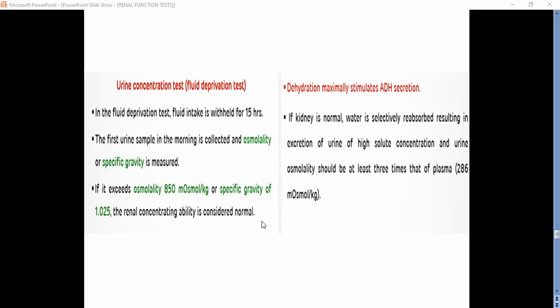After completion of the test, that is after the 15 hours, there should be an increase in the osmolality above 850 and specific gravity above 1.025 in the urine concentration. It indicates that the kidney is in normal condition. If the kidney is normal, water is selectively reabsorbed, resulting in excretion of urine of high solute concentration, and urine osmolarity should be at least 3 times the plasma level. That is, the osmolarity of the urine after the test should be 3 times the plasma concentration.